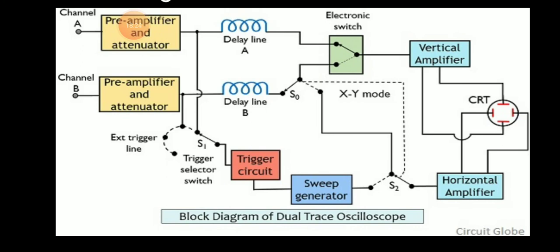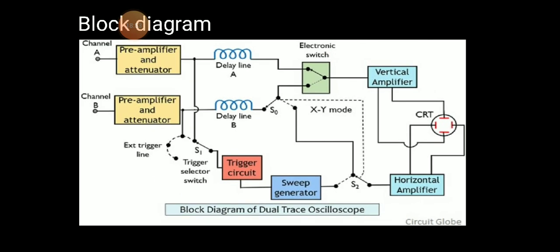XY mode is useful in phase angle measurement using the Lissajous figure or plotting VI characteristics of a diode. You are going to measure some parameters. Once you set that XY mode, you are going to measure the parameters on your CRO by taking your diode also, transistor also, or you can use resistors or capacitors. So these are all the parameters you are going to measure by using your XY mode.